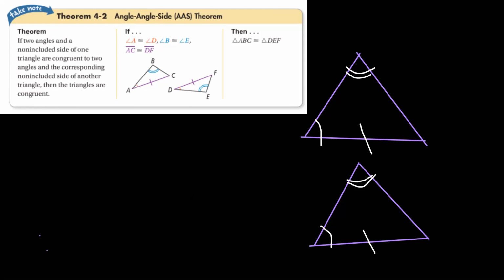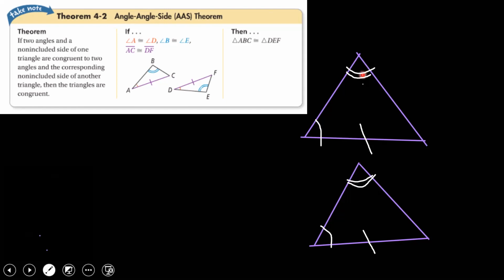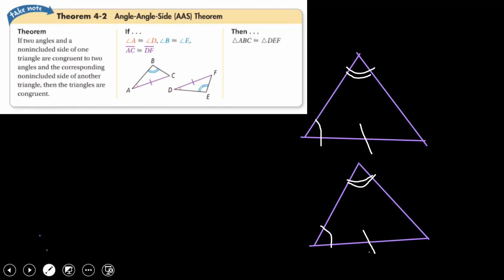Look here. Here we have an angle, and here we have the other angle. No, it's not included. Not between the angles. Look here, I will show you in red. Is this angle congruent with this angle? Yes. And this angle is congruent with this angle? Yes. And this side is congruent with this side. Now, my question is, is this side included between these two angles? No.